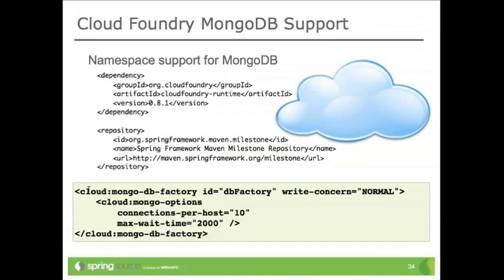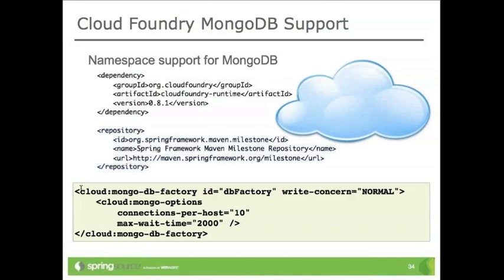Just want to go back to this specific support we have for Cloud Foundry when we develop Spring applications. There's a namespace called Cloud Foundry Runtime. So if you're using Maven, this is the dependency you have to include to have that part of your application. It's called Cloud Foundry Runtime. The current version is 0.8.1, and it's in the Spring Framework milestone repository. So if you don't already have this in your POM file, you need to add this repository to pull this in.